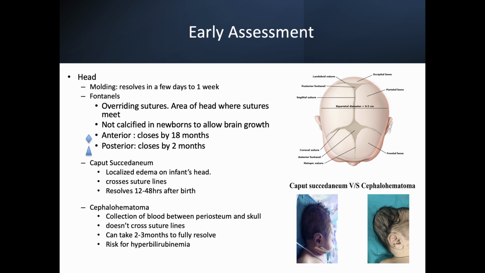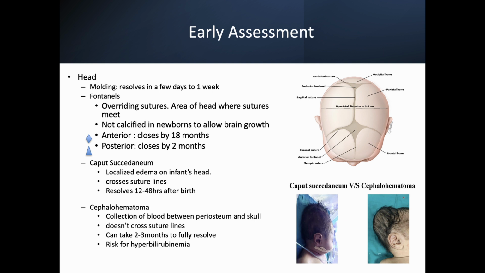And then we have our caput and our cephalohematoma. Know the difference between these two, right? That's really mostly what the question is: which one is it? The caput is the one that's, you know, you can see where the name is there, right? It's a localized swelling of the infant's head. It crosses the suture line. So it's not just staying in one spot, it crosses over the suture lines. Right, so you can see that one, it looks more uniform than the second one, which you can definitely see. Crosses the suture lines. This will generally resolve in 12 to 48 hours. This is just from labor, from birth.